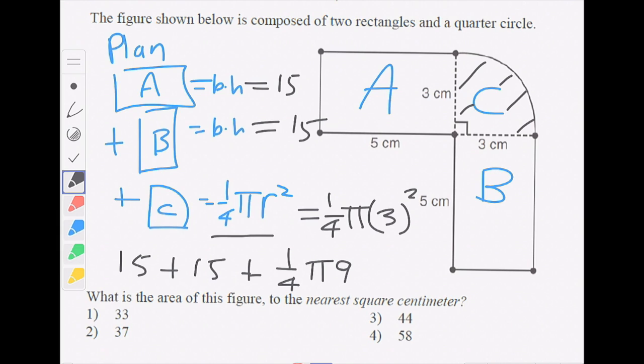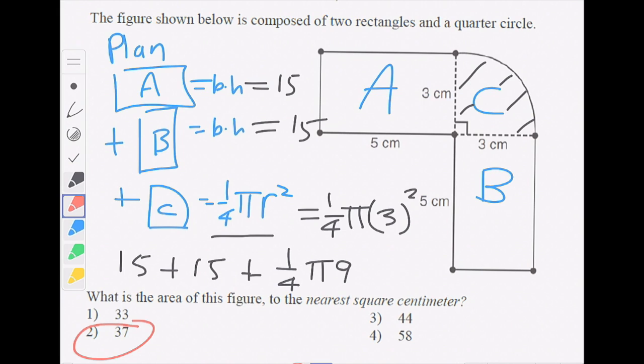So 30 plus 1/4 pi times 9 gets me about 37.1, which is one of the answers right here. 37.